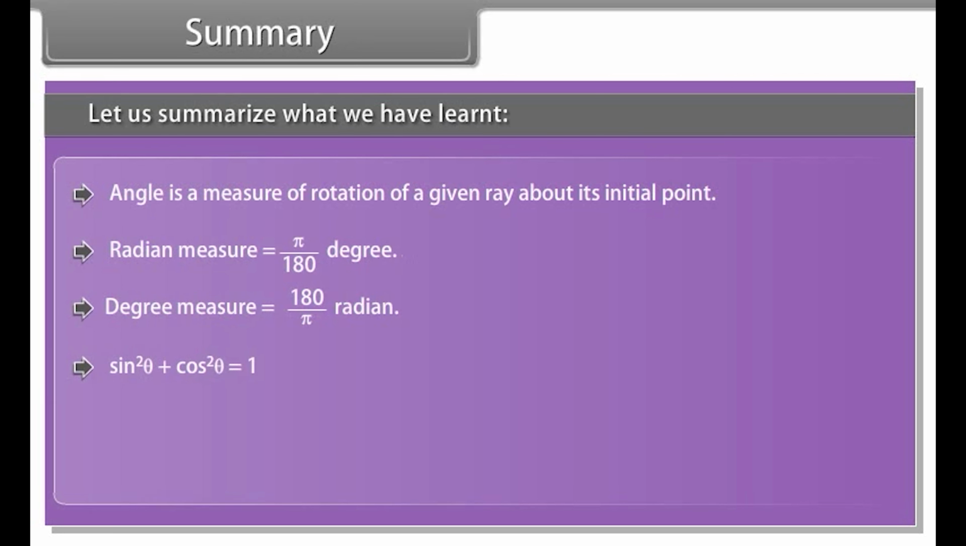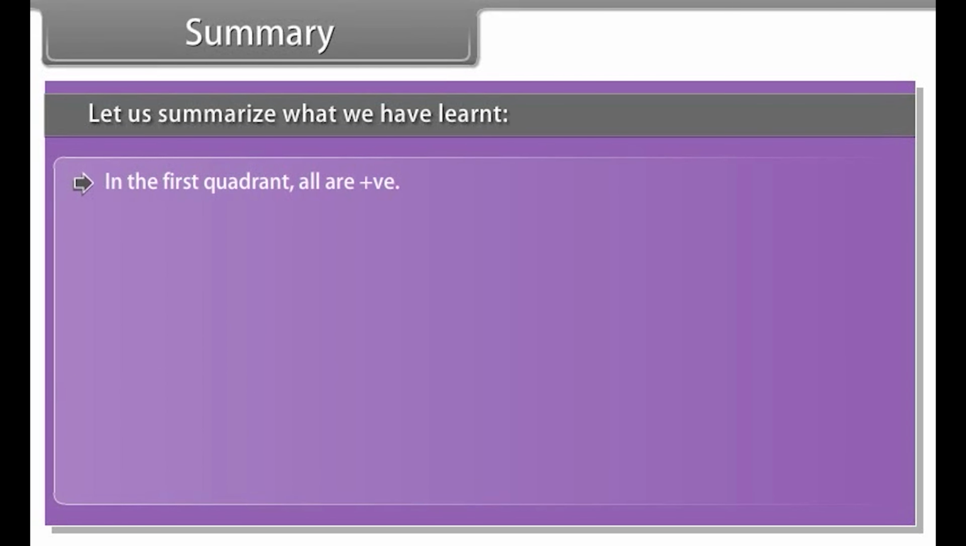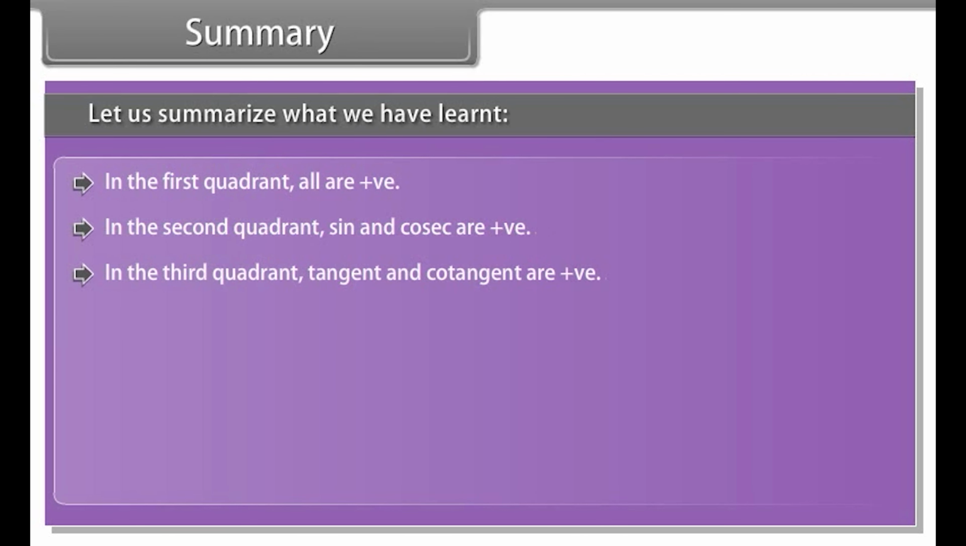Sine square theta plus cos square theta is equal to 1. Sec square theta is equal to 1 plus tan square theta. Cosec square theta is equal to 1 plus cot square theta. In the first quadrant, all are positive. In the second quadrant, sine and cosec are positive. In the third quadrant, tangent and cotangent are positive. In the fourth quadrant, cosine and secant are positive.